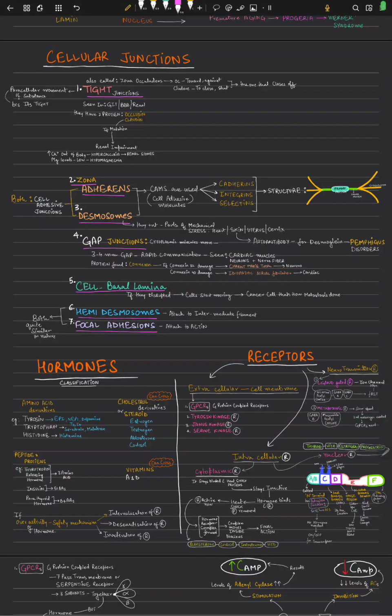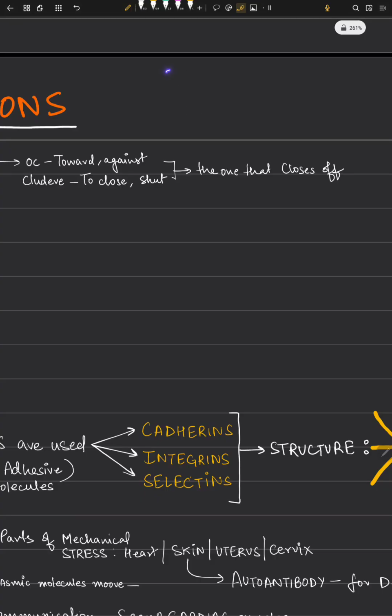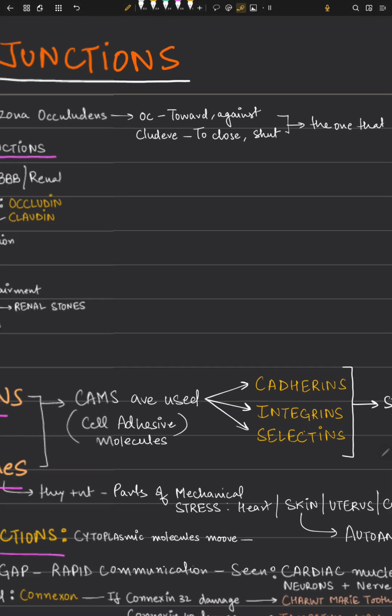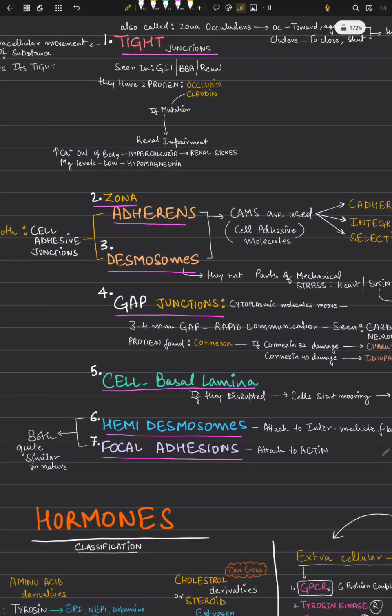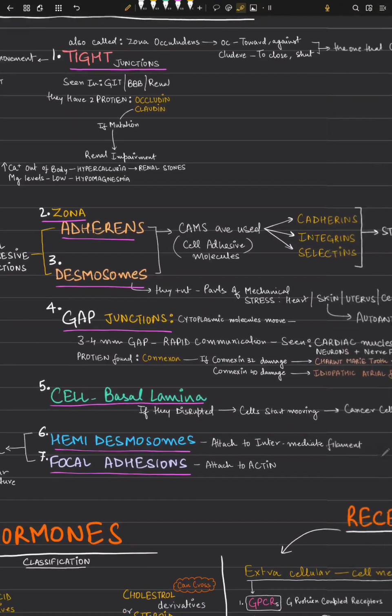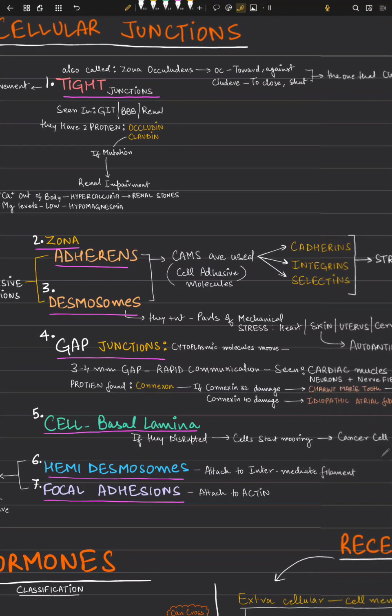Today we will study cellular junctions, which are the junctions between cells. There can be many types, and we're going to talk about mainly seven. First is the tight junction. As you can see, it's tight. Another is zona adherens. This junction is zona adherens and desmosomes, so these are partially connected.